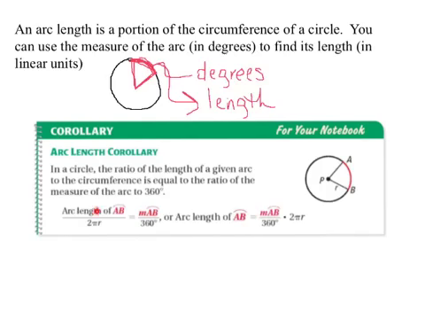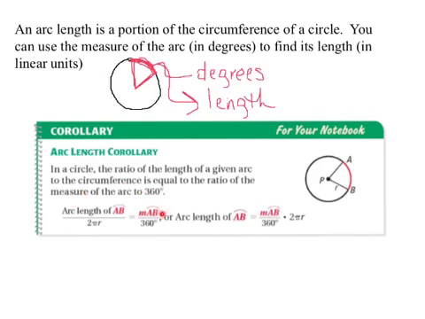Linear measurement of the arc divided by 2 pi r is equal to the degrees of the arc divided by 360. It's a proportion. You think about the degrees divided by 360 is equal to the linear length divided by 2 pi r, which is your circumference. So degrees over degrees equals linear length divided by circumference. It sort of makes sense.